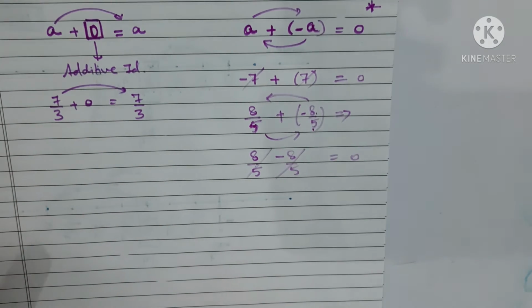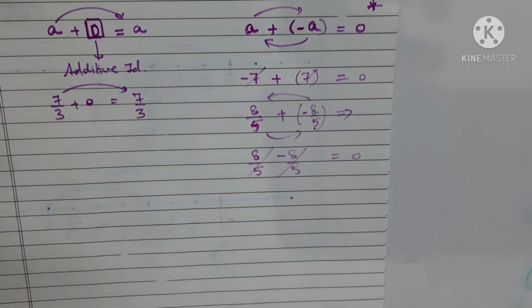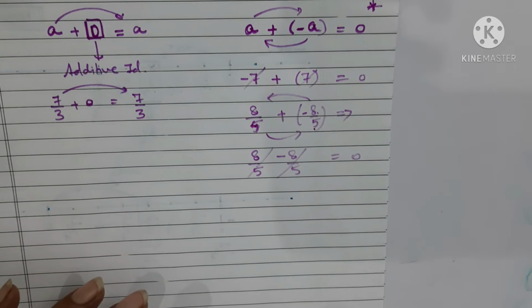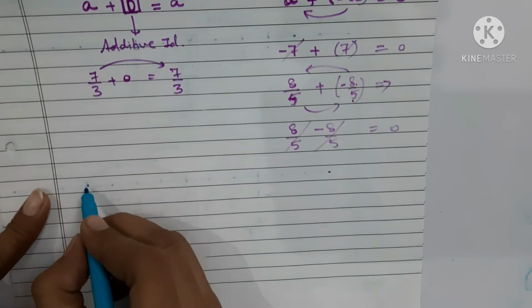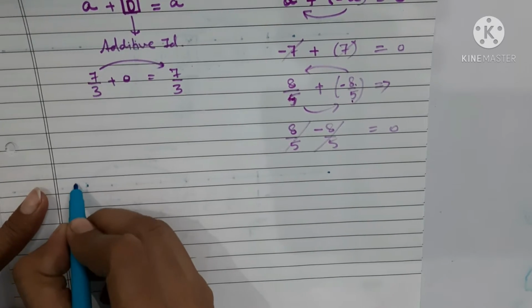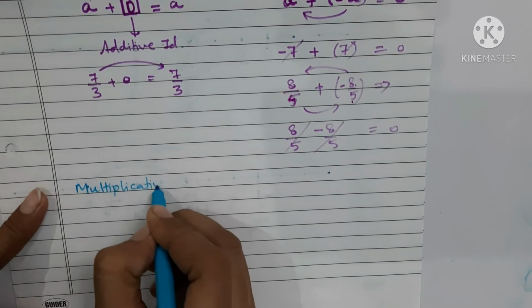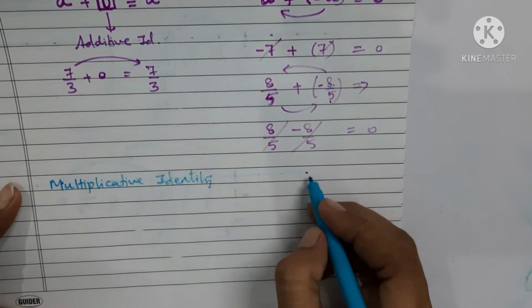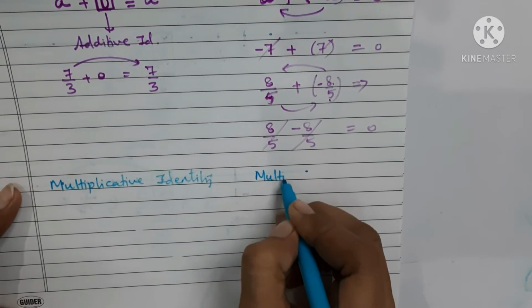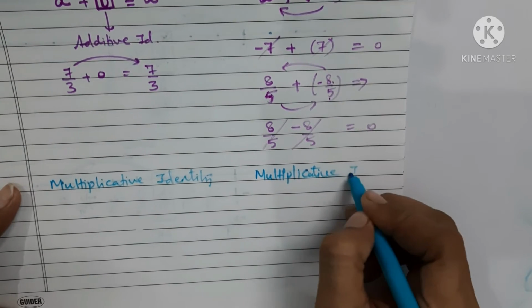Now if we talk about multiplicative identity and multiplicative inverse, let me change my pen. It's not working. So now let us check multiplicative identity and multiplicative inverse.